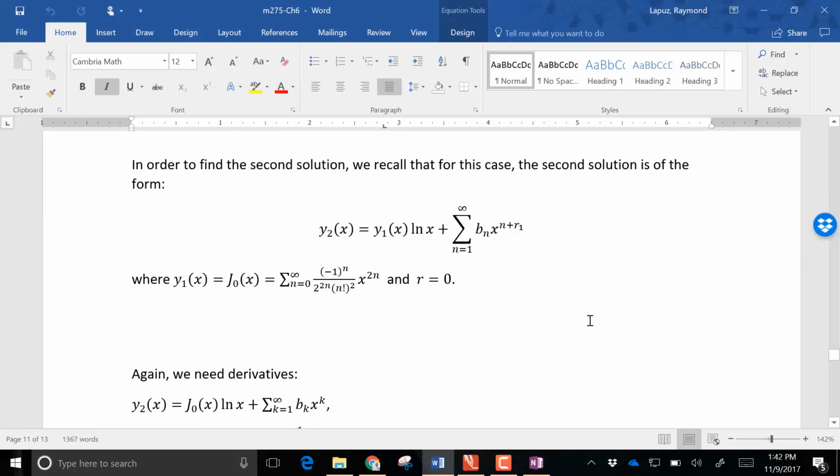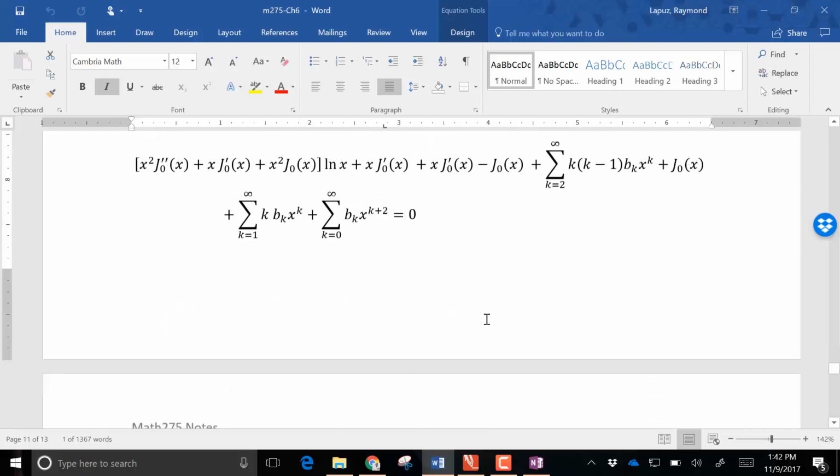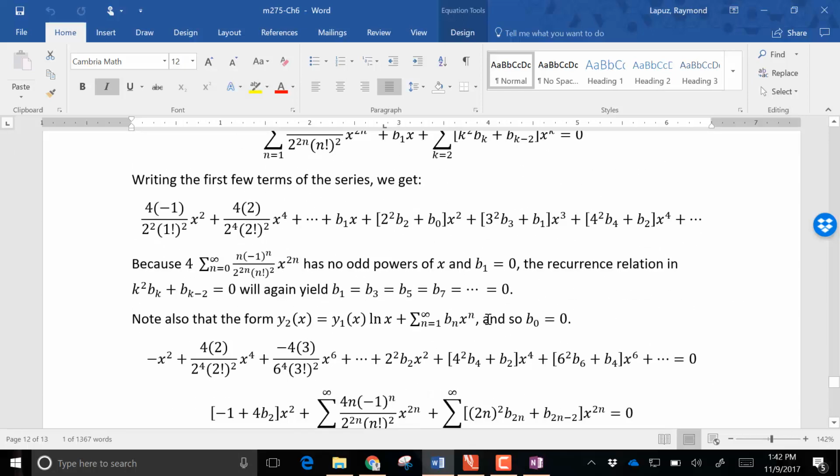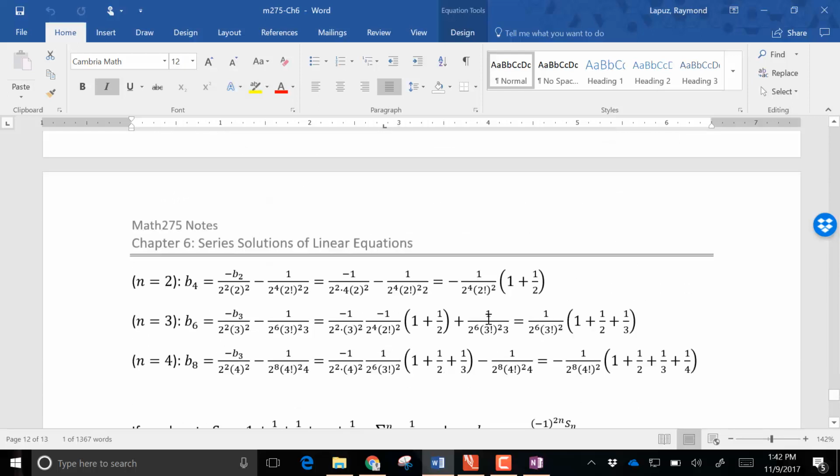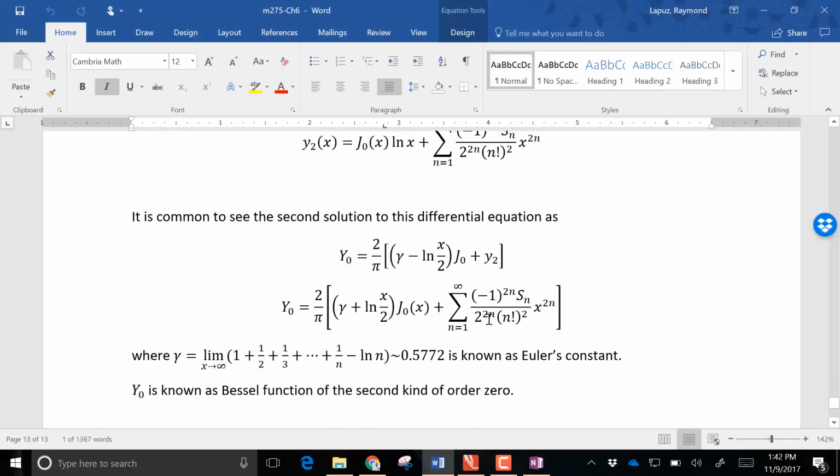Now to find the second solution, the second solution will incorporate the first solution, and then we'll have another solution of a different form, starting with n equal to 1 here. And then there's a corresponding Bessel function, and instead of calling it j, they call it y sub 0. So Bessel functions come in pairs. They come in j sub 0 and y sub 0, and j sub 1 and y sub 1, etc.